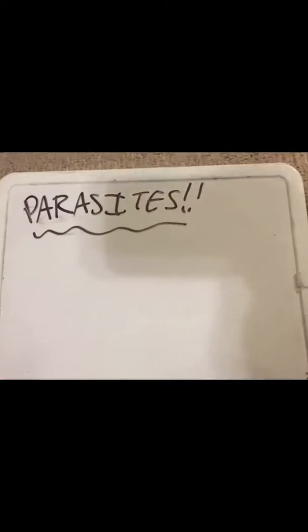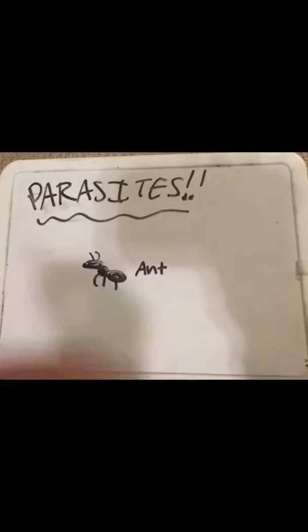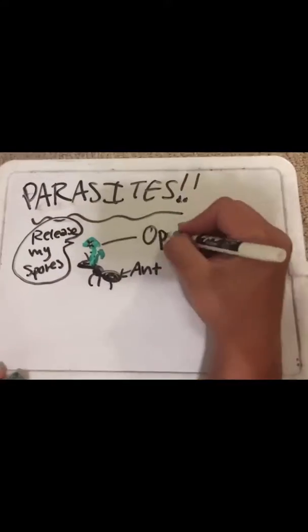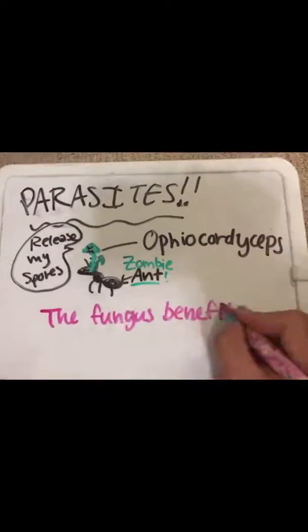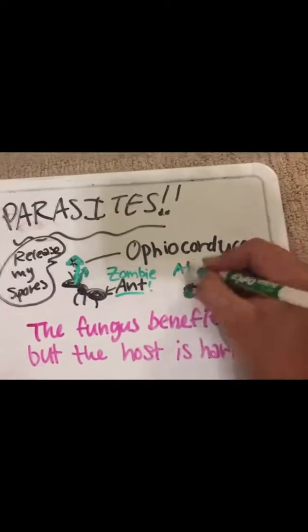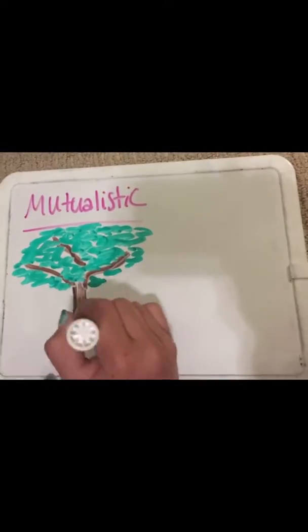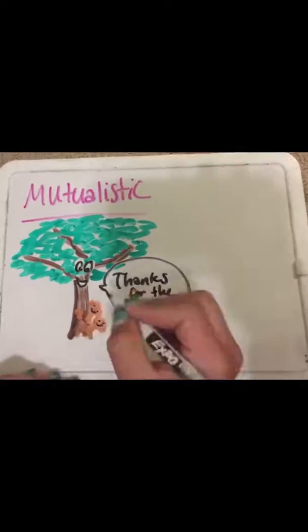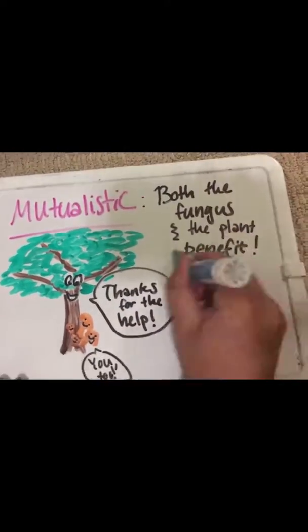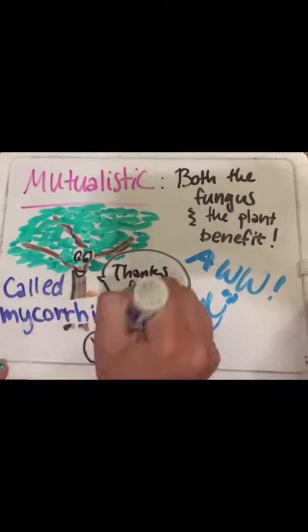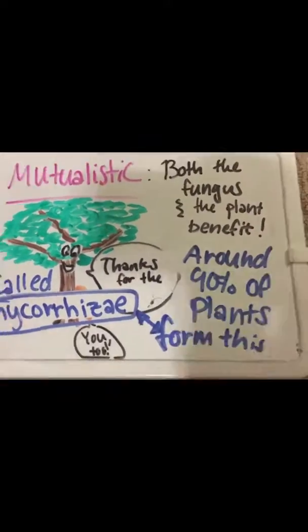Fungi can also be parasites, where they feed off a living host. Ophiocordyceps takes over an ant's head and tells it to go to a hospitable environment for the fungus. Then it sprouts through the head of the ant and reproduces. In mutualistic relationships, fungi grow on plants and both are benefited. This is called mycorrhizae, and about 90% of plants form these relationships.